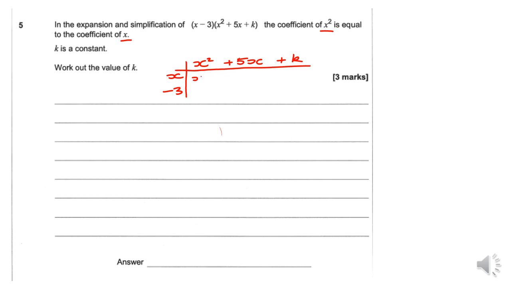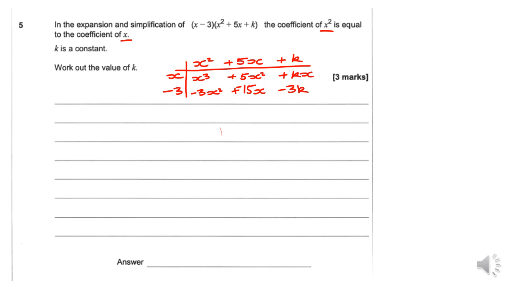Expand that, I get x cubed. I get plus 5x squared. And I get plus kx. Here I get negative 3x squared. That's negative 15x. I don't know how to get rid of that now, I'll just write negative 15x. And then that's negative 3k.